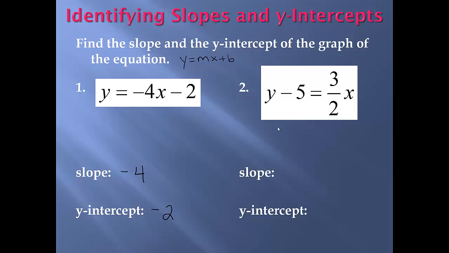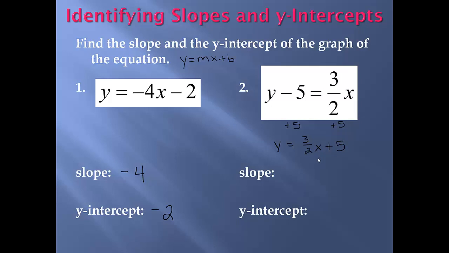Now for number 2, y minus 5 equals 3/2 x. This equation is not in slope-intercept form, so we need to go ahead and solve for y so that we can put this equation in slope-intercept form. In order to solve this for y, we need to add 5 to both sides. So we will get that y equals 3/2 x plus 5.